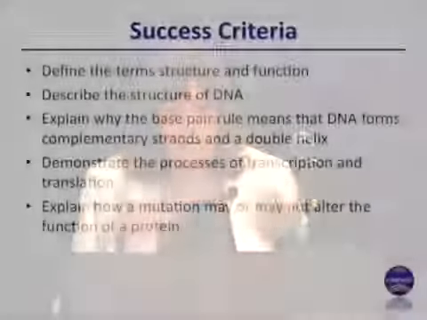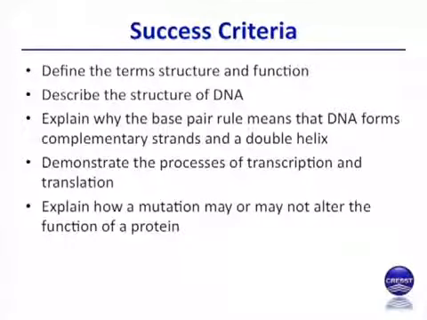But he also has specific criteria, and these aren't all of them, but he unfolds these. So the first thing he wants them to be able to do is define the term structure and function. Then he wants them to be able to describe the structure of DNA, explain why the base pair rule means that DNA forms complementary strands in a double helix, demonstrate the process of transcription and translation, and explain how a mutation may or may not alter the function of a protein. So he's listed a number of criteria by which he will judge if his students are meeting the goals he's established.